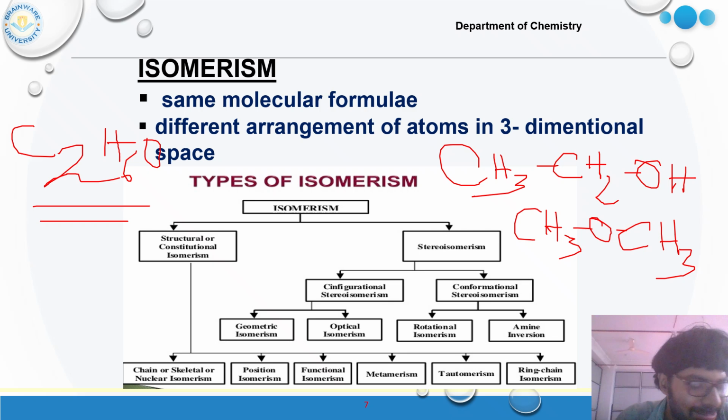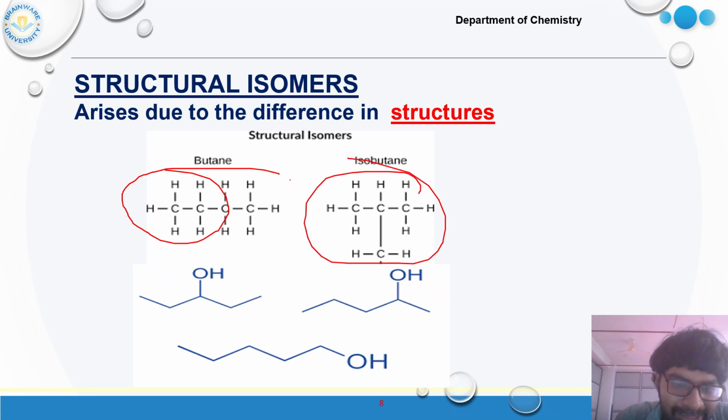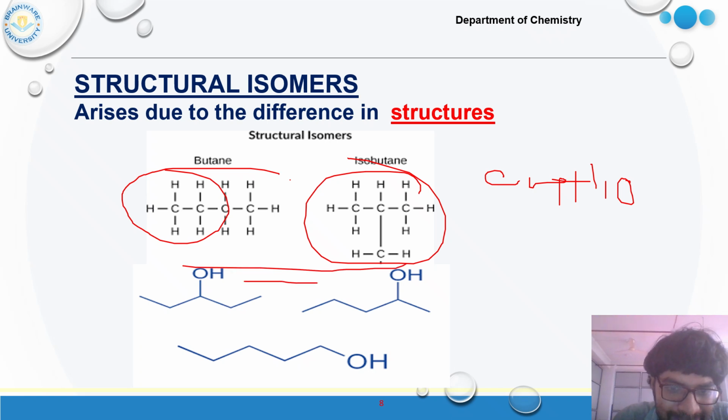Now we are proceeding to the next slide. Structural isomerism. CH3, CH2, CH3 and CH2, CH, CH3, CH3. So what is their molecular formula? Just look at this. How many carbons are there? 4 carbons. So C4. How many hydrogens are there? 10. C4H10. So their molecular formula is the same, but the structure is different.